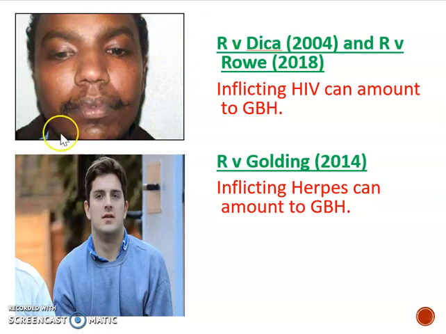This was Mr. Deaker. He was trying to inflict HIV on a number of women, and he unfortunately managed to do so. The more recent case, Rowe from 2018, this was a gay guy who was trying to inflict HIV on as many men as possible. Now, Deaker was a Section 20 and Rowe was a Section 18, and that'll make more sense when we've actually looked at Section 18.